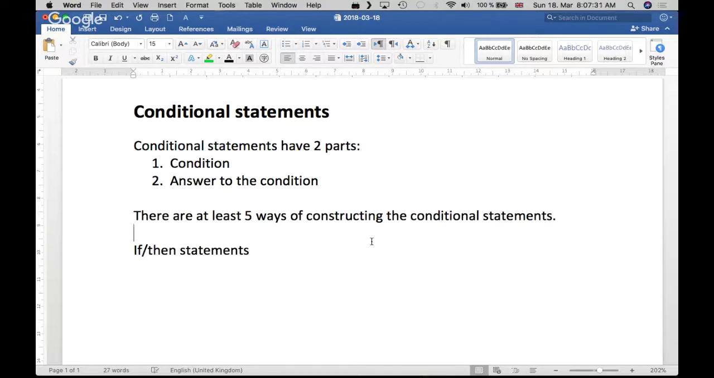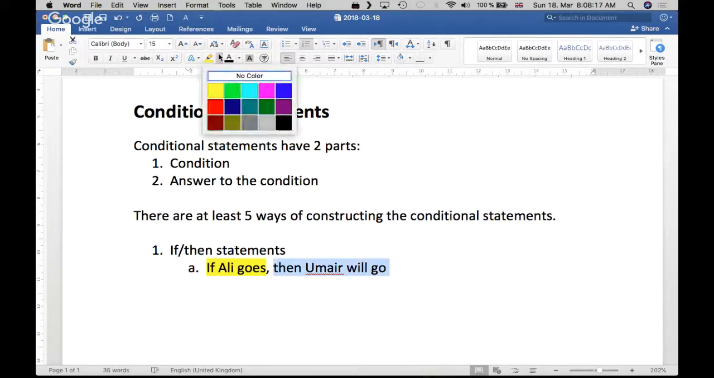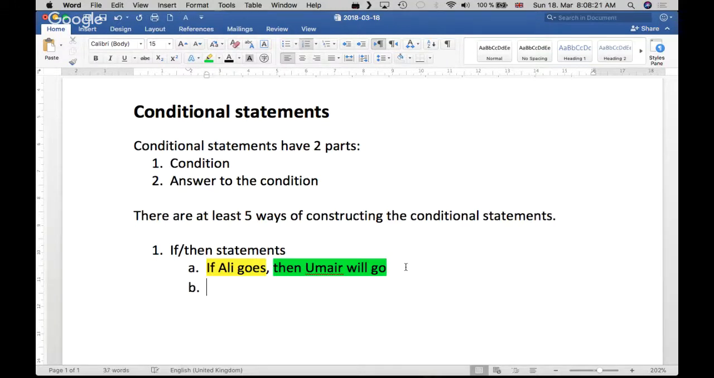Now, first way that we're going to do is an if-then statement. This is the first method of constructing a conditional statement. So what happens in an if-then statement? If-then statement is like if Ali goes, then Umar will go, for example. Okay. If Ali goes, then Umar will go. So what we're effectively doing, on the left-hand side, you see a condition. Let me mark conditions in yellow. And then Umar will go is the answer to that condition.